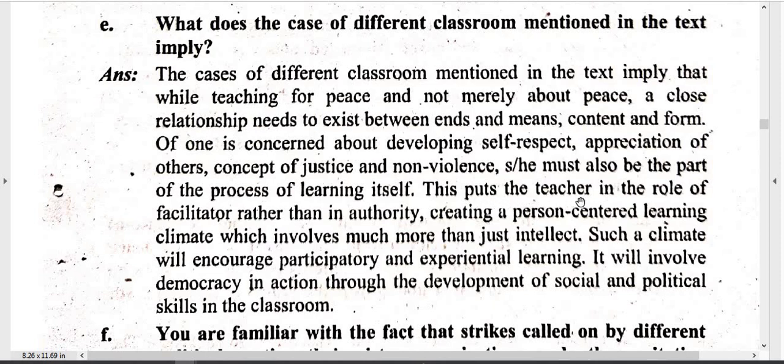This puts the teacher in the role of facilitator rather than in authority, creating a person-centered learning climate which involves much more than just intellect. Such a climate will encourage participatory and experiential learning. It will involve democracy in action through the development of social and political skills in the classroom.